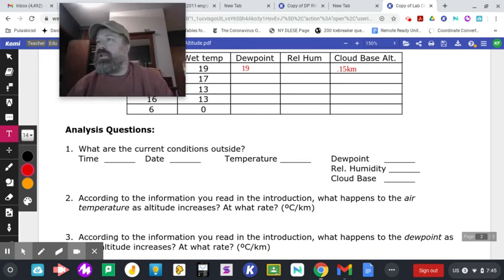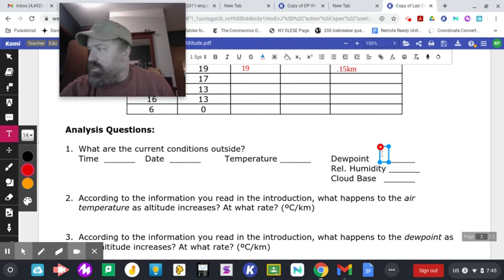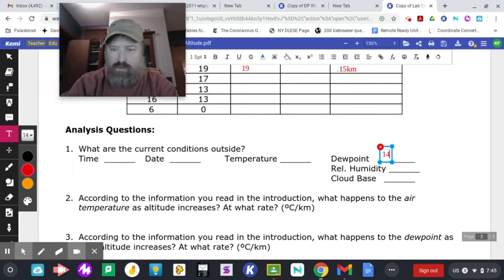What are the current conditions outside? I did look that up. So I'm going to be extra mean here, though, and make you convert. So time and date, you know what that is. What I'm getting for a dew point right now in Pulaski as of 7:45 this morning is 14 F. You're going to have to convert that to Celsius, though, using the reference table.